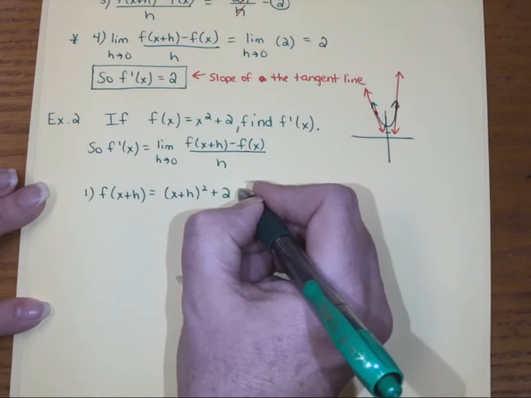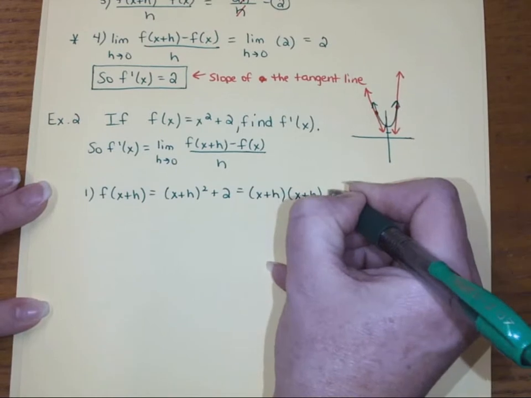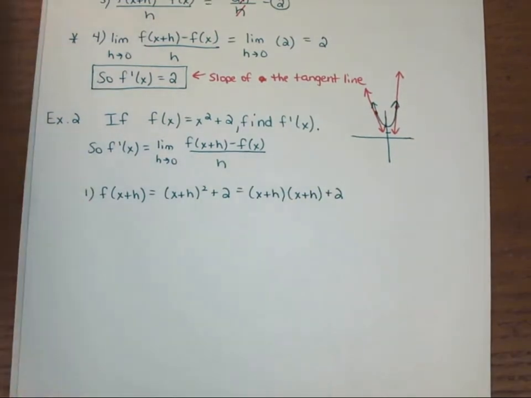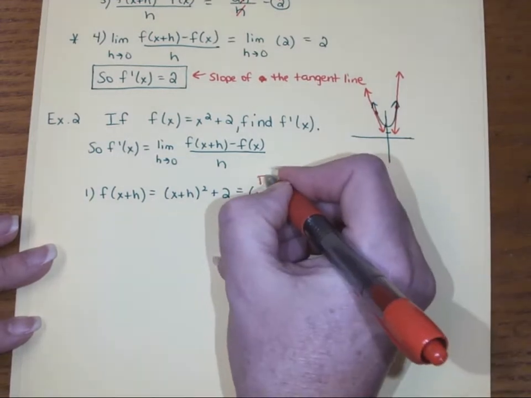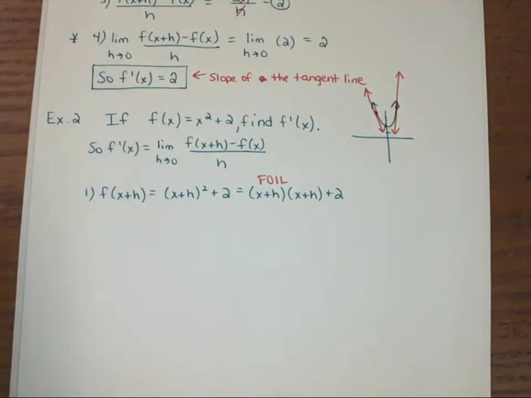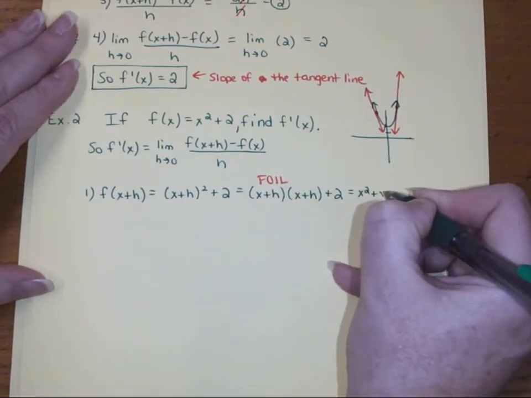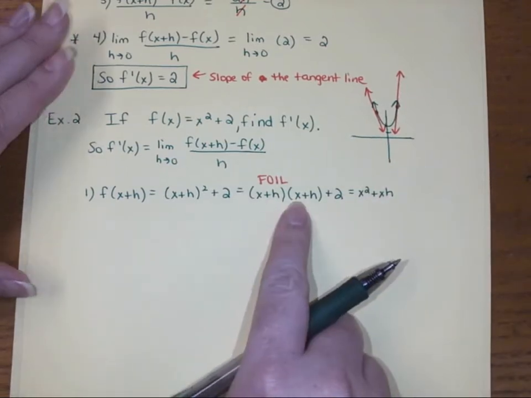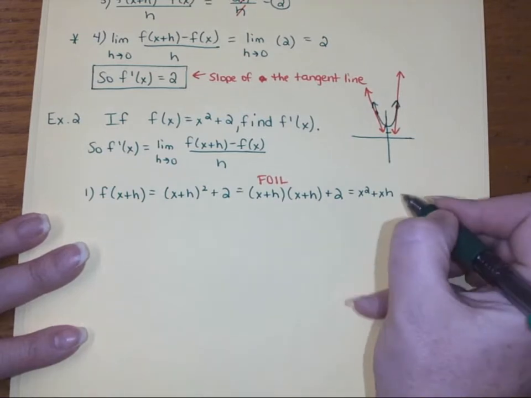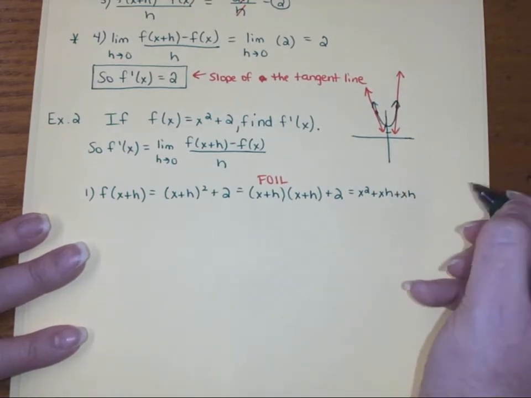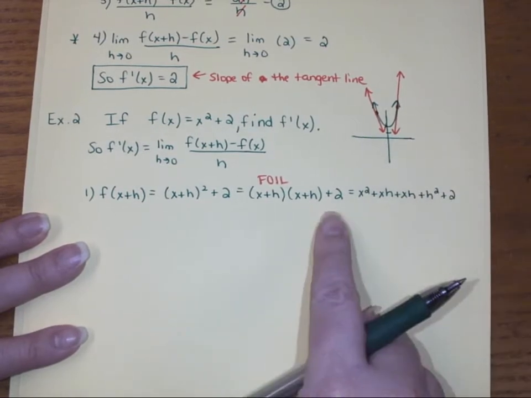I think we've talked about this before, but remember, you are not allowed to distribute an exponent when you're adding or subtracting. So instead, you're supposed to be thinking of this like something times itself. That's what something squared means. In other words, make sure you use FOIL here. Because if you FOIL this, you're going to get x squared plus xh, right? First times first is x squared. Outside, x times h is xh. Inside would be h times x, so I'm going to write that as xh again. And then last, h times h would be h squared. Don't forget about your plus 2 right here.